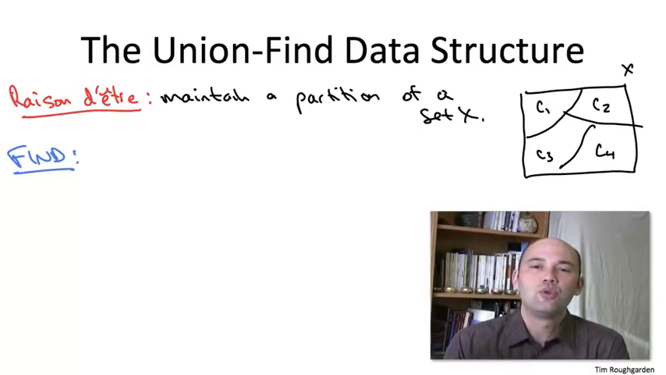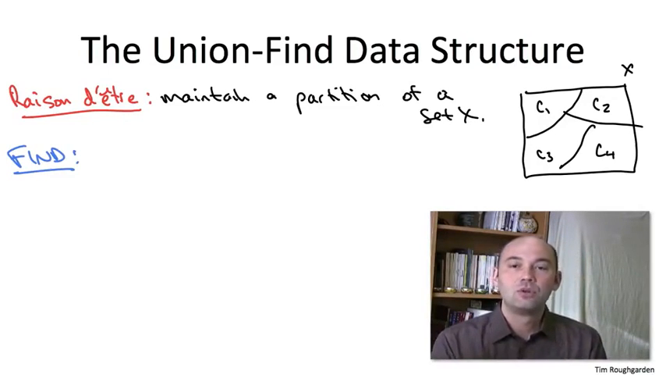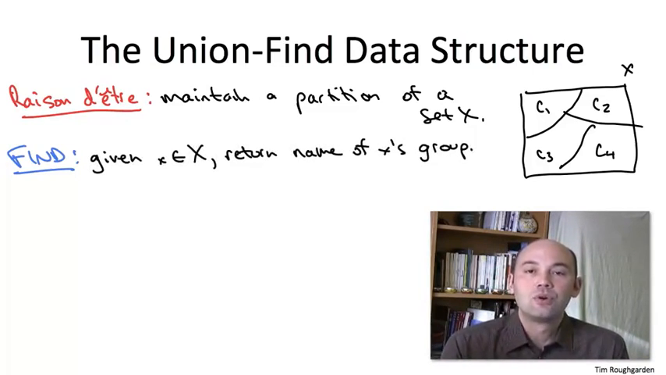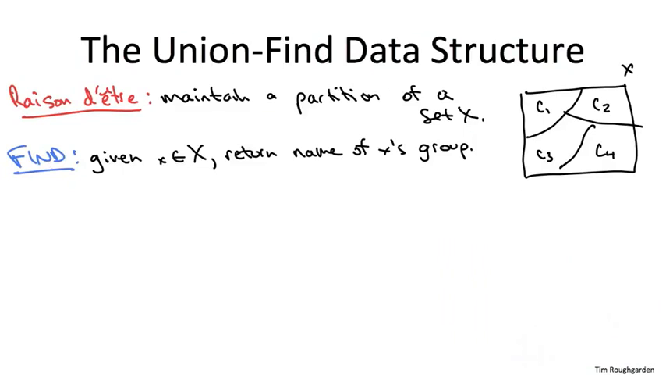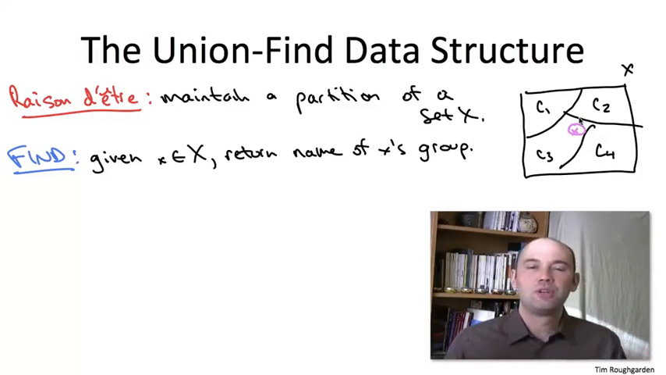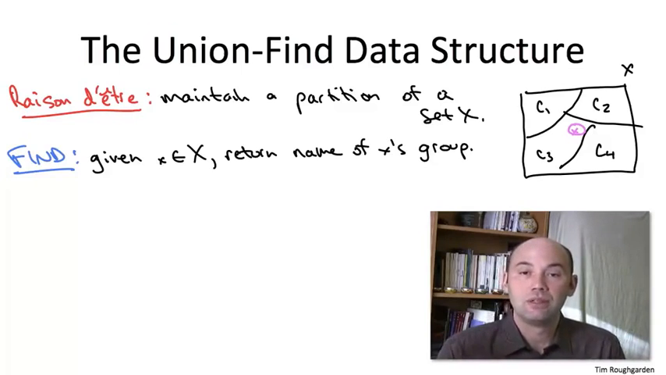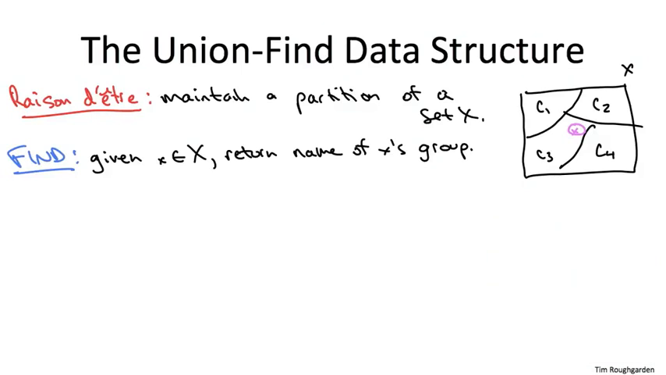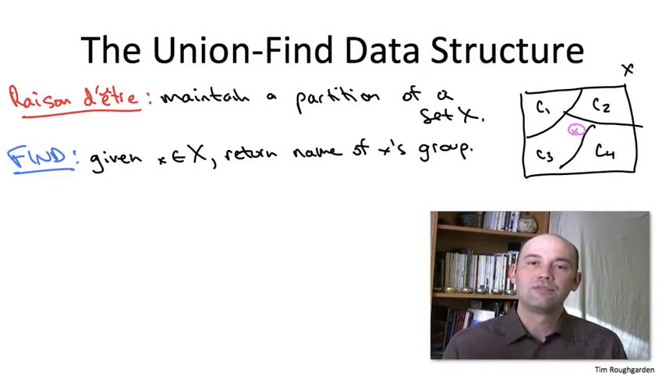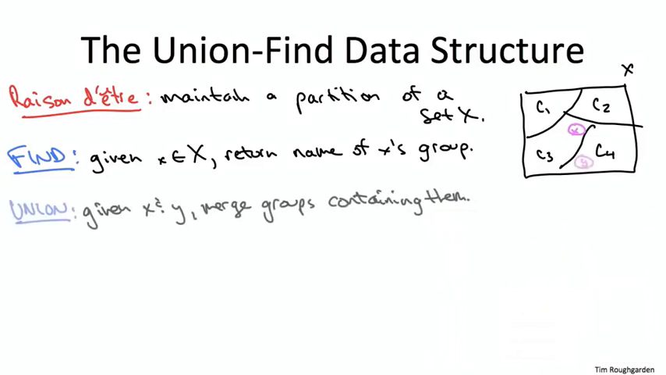The data structure should support two operations, no prizes for guessing the names of those two operations. First is the find operation. This is given an object from the universe, return the name of that object's group. So for example, if X was in the middle of this square that I put on the right, representing the universe capital X, we would return C3, the name of the group that contains X. In the context of Kruskal's algorithm, we use the find operation to check for cycles. How did we know whether adding a new edge would create a cycle with respect to the edges we've already chosen? Well, it would be if and only if the endpoints of that edge were already in the same connected component. That is, if and only if the two find operations return the same answer.